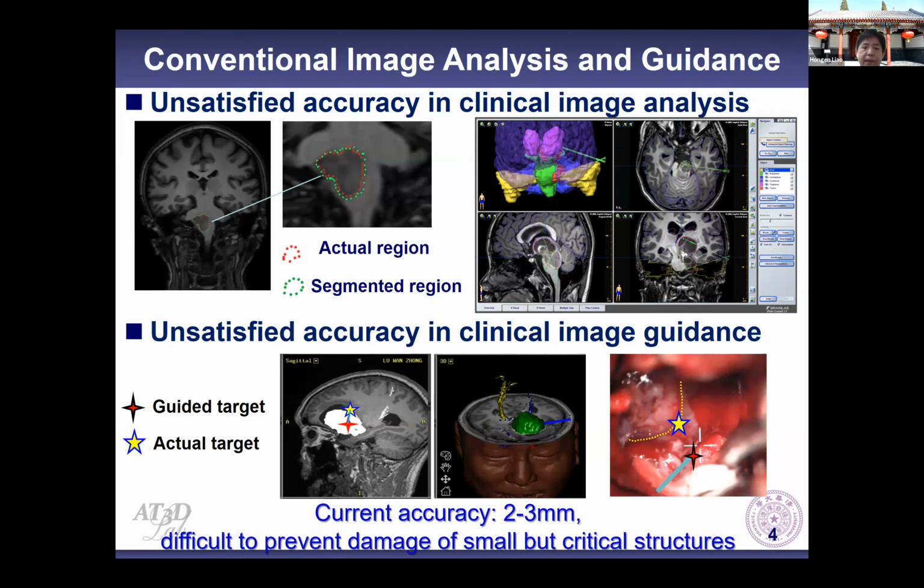So can we make this image-to-patient registration more accurate? Accuracy is very difficult, yet it prevents damage to small but very critical structures. So how can we improve the quality, especially for intraoperative use in image guided surgery?